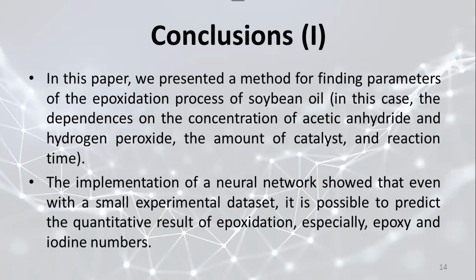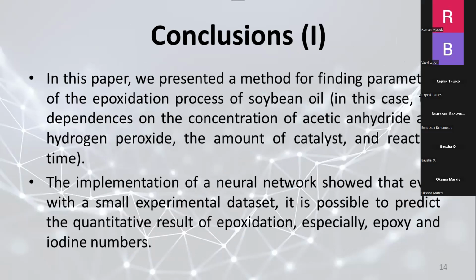Conclusions in this paper. A method for finding parameters of the epoxidation process of soybean oil has been presented. In this case, the dependencies on the concentration of acetic anhydride and hydrogen peroxide, the amount of catalyst, and reaction time. The implementation of the neural network showed that even with a small experimental data set, it is possible to predict the quantitative result of epoxidation, especially epoxy and iodine numbers.